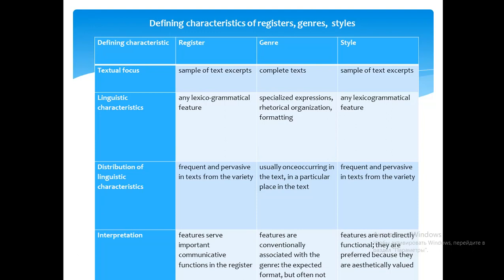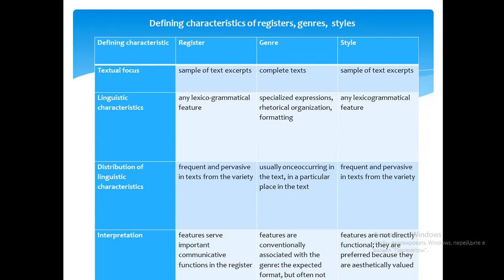In the genre perspective, the focus is on the linguistic characteristics that are used to structure complete texts, while in both the register perspective and the style perspective, the focus is on the pervasive linguistic characteristics of representative text excerpts from the variety.